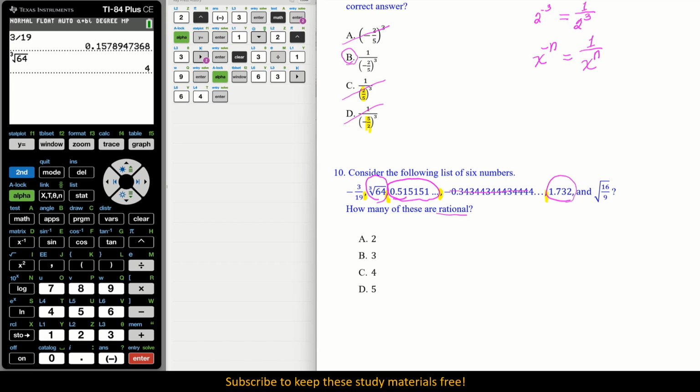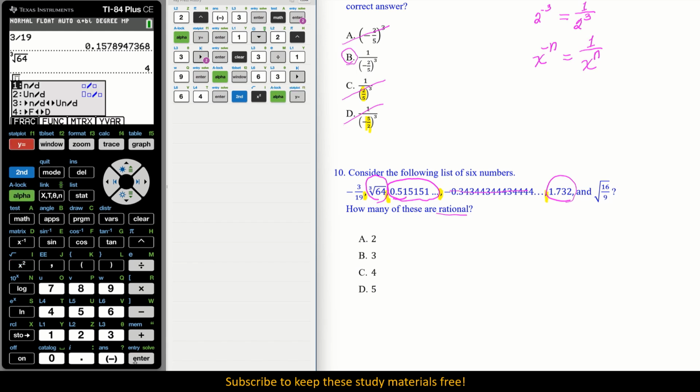So we have to count that one. All right, now let's look at the next one. So let's pop that last one into the calculator. So second square root. Now I want the fraction set up. So alpha y equals, number one's what we want. So 16, arrow down, 9.